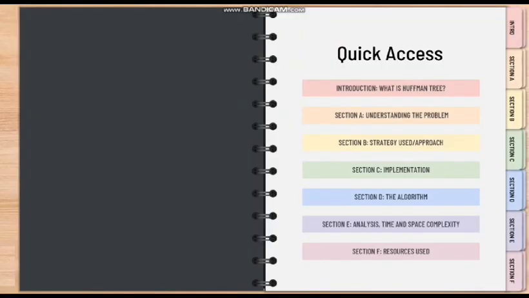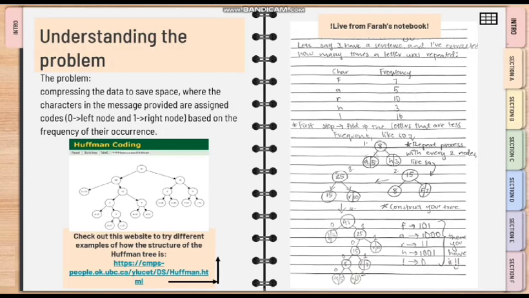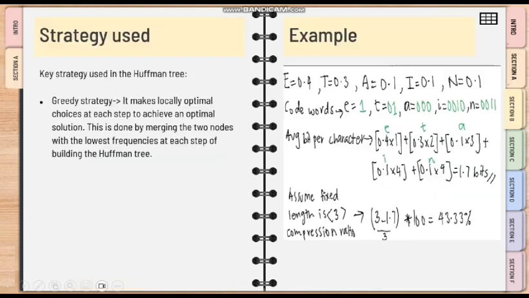Hello, this is an explanation of the Huffman tree. The Huffman tree is the binary tree structure used in Huffman coding, which is the algorithm used for compressing and decompressing data by assigning variable length codes to characters based on probabilities and frequencies. The goal here is to minimize the overall length of the encoded data, and on the tree, the left node is assigned 0 while the right is assigned 1.